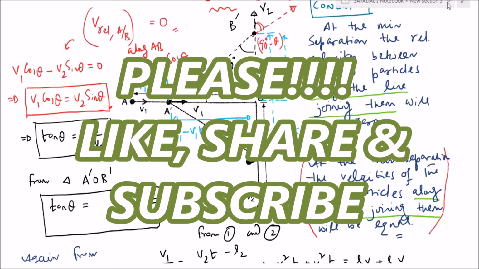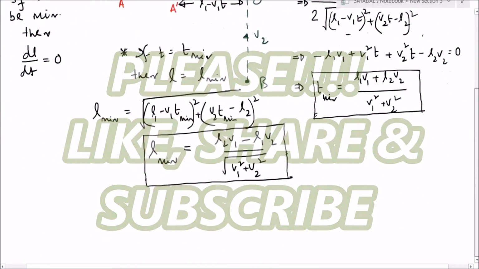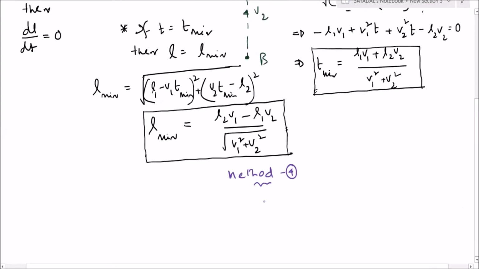So method 3 is over. Now we'll go for method 4. So let's go for method 4. Method 4 is totally based on the concept of a straight line. So first let me write the concept.